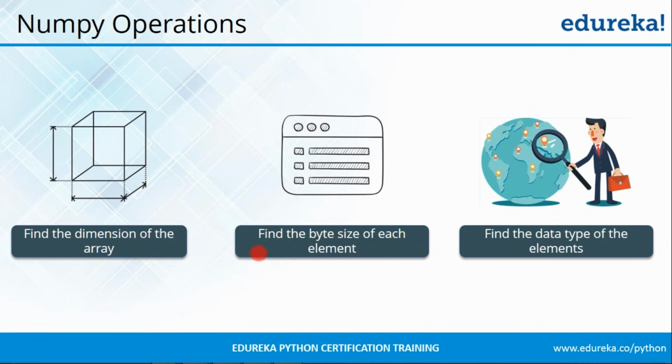It is pretty easy. I'm going to tell you that practically. You don't need to worry about that. And you can even find the data types of the elements that are stored in your array. So if you want to know what is the data type of the elements, you can do that as well. So let me show you these three operations first, and then we'll move forward to the other operations.